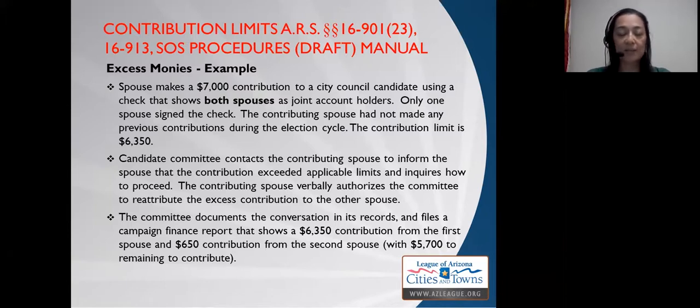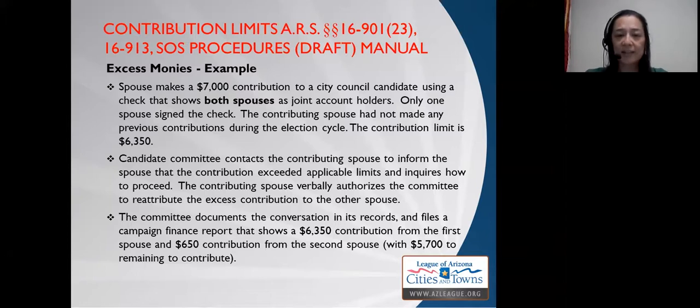So essentially then the committee would document that it talked to that person, and that $63.50, which is the limit, applies to that first contributing spouse, and then the remaining $650 contribution will now be coming from the second spouse, and then they have $5,700 left to contribute if they wanted to do that. So that's essentially how this works. I think it's a little odd because in this whole scenario, you never actually talk to the person that you're reattributing it to or from, but this is the way that this is designed.